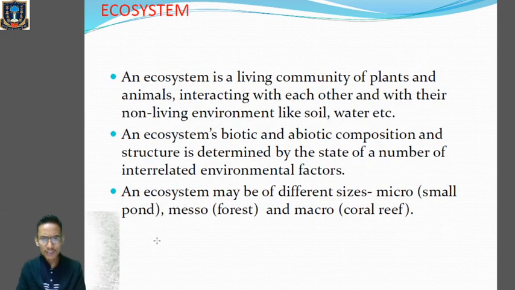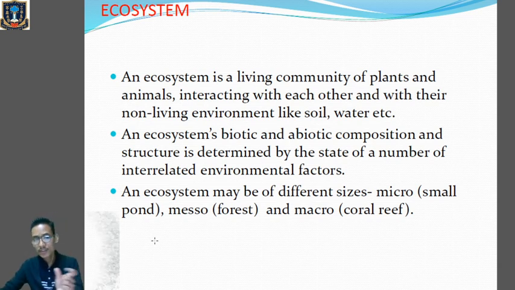Now we'll discuss the ecosystem. What is an ecosystem? Under ecosystem ecology, you discuss that it helps in the study of interaction between the living component and the non-living component along with their environment. So here we are going to discuss the ecosystem.